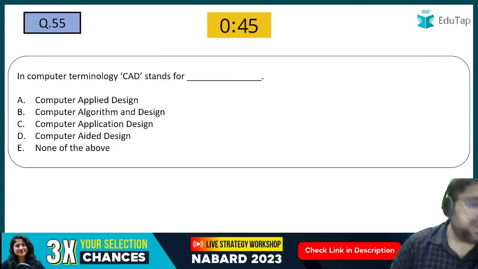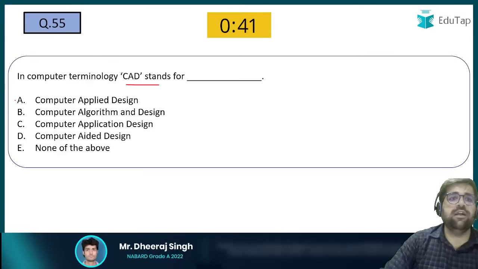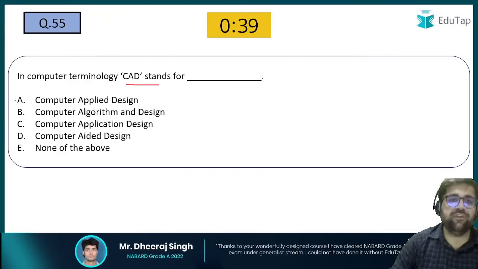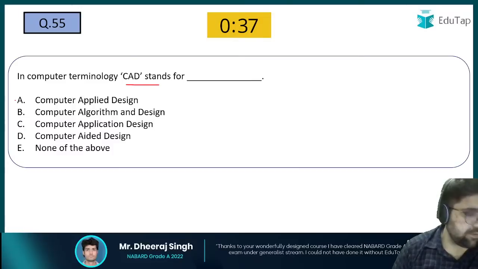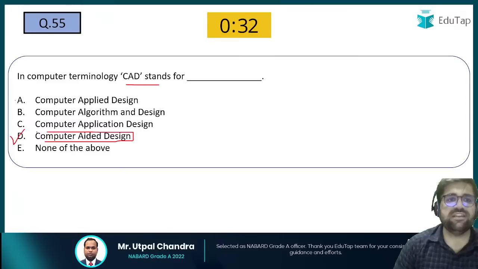In computer terminology, CAD stands for what? It stands for computer aided design. So here the answer will be computer aided design. Yes, the answer will be option D. This thing we have discussed earlier as well.